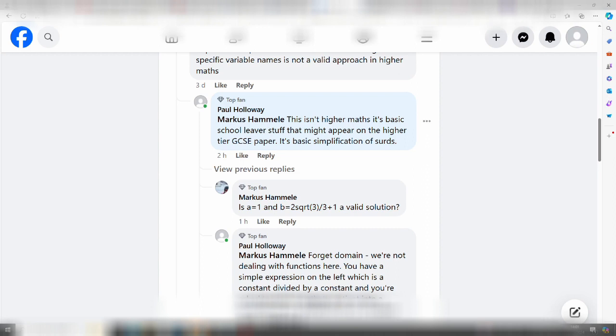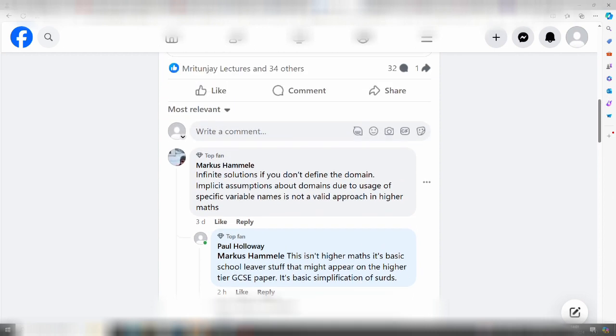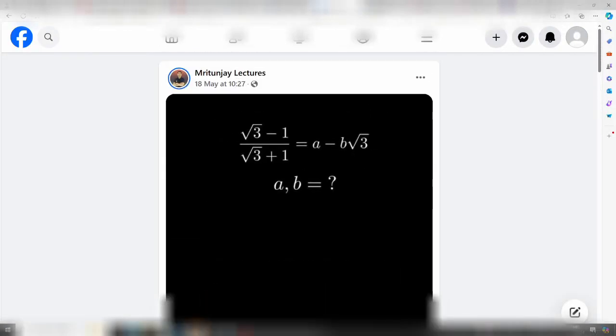You have raised a very interesting point. We've got a question here: square root of 3 minus 1 over the square root of 3 plus 1 is equal to a minus b root 3, and what are a and b? And you're asking, like, what's the domain of a and b? The simple answer to that question is we're looking at integers.